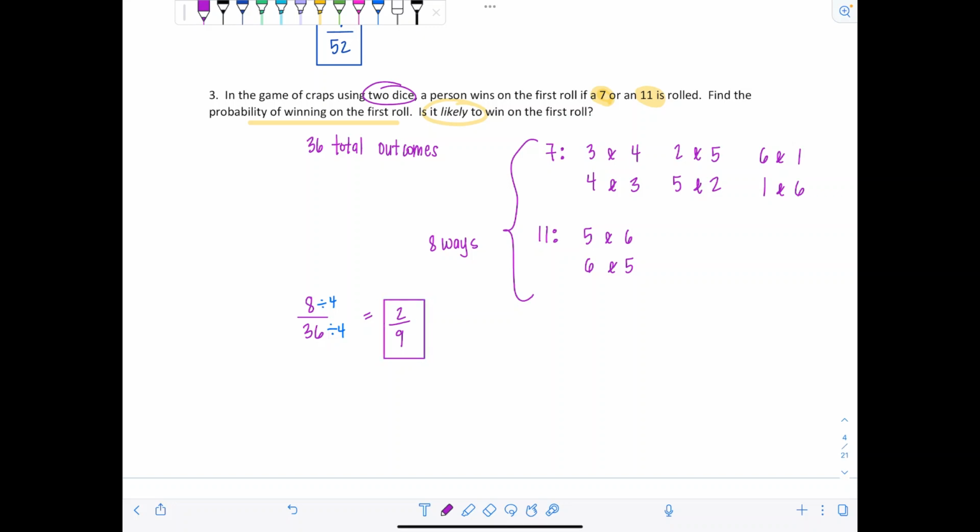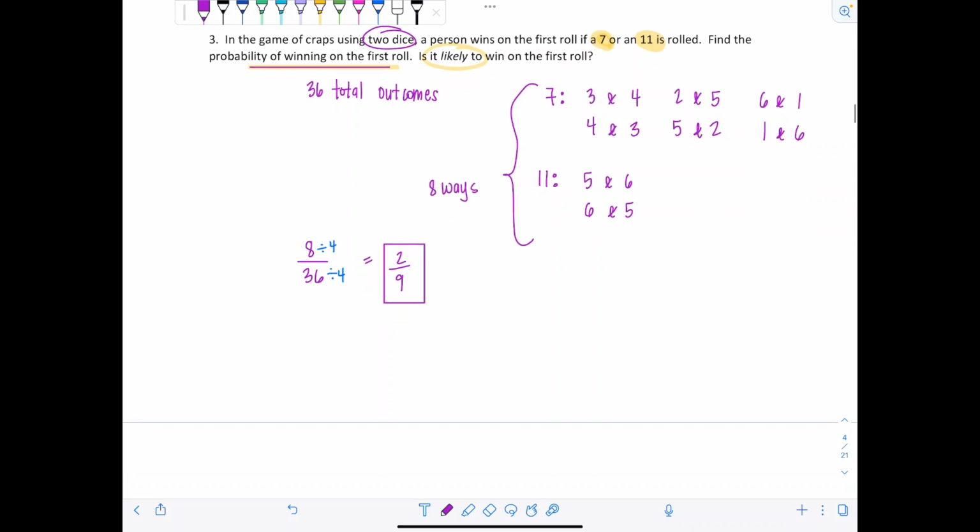Okay, so that's answering that first question. Find the probability of winning on the first roll. Now they're asking us something else. They're saying, is it likely to win on the first roll? Anytime you're asked that question, likely, that means more than a 50% chance, right?